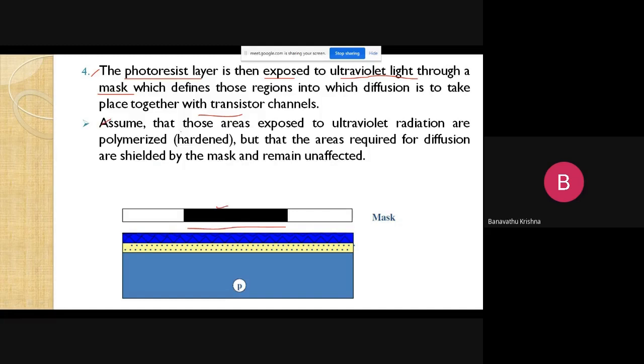Okay, and assume that the other areas are exposed to ultraviolet radiation and polymerized. Why do we need to expose the surface to the ultraviolet? Because the shielded area is unaffected, and the remaining area is affected. When the remaining area is affected, it will be hardened, and it will protect against any diffusion impurities diffused into this particular wafer surface or p-type substrate. Those diffusion impurities do not penetrate the remaining areas, because the remaining areas are hardened by these ultraviolet rays.